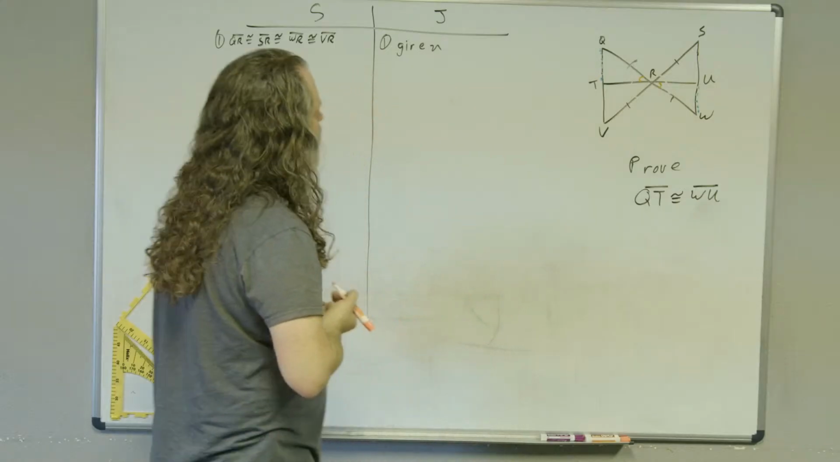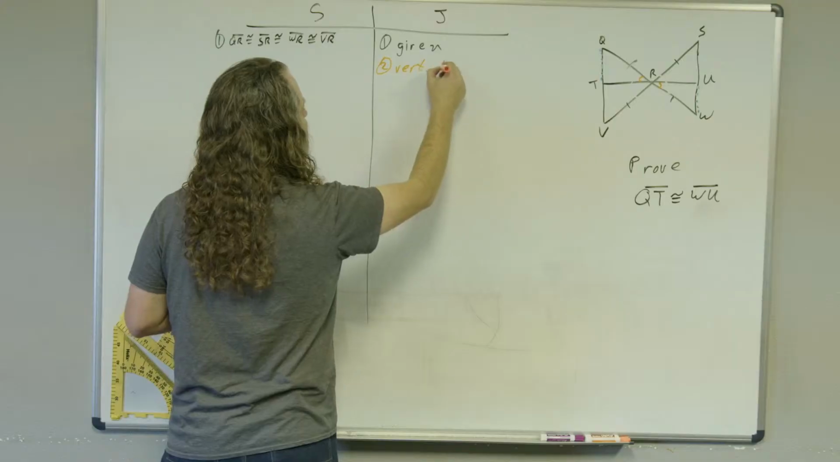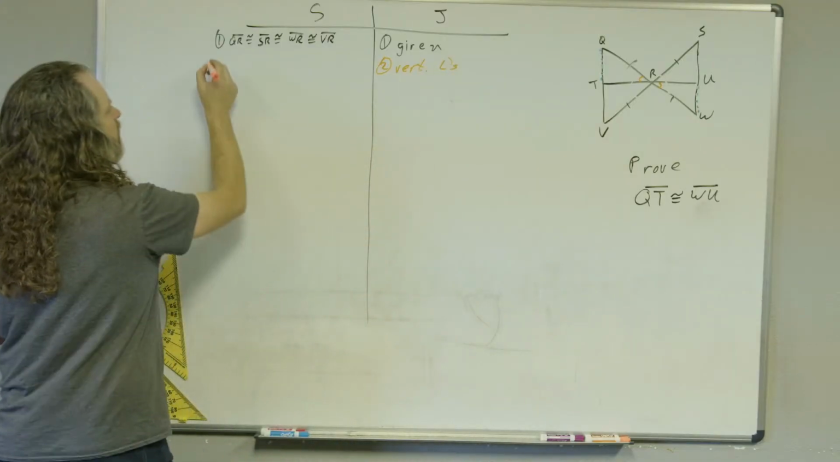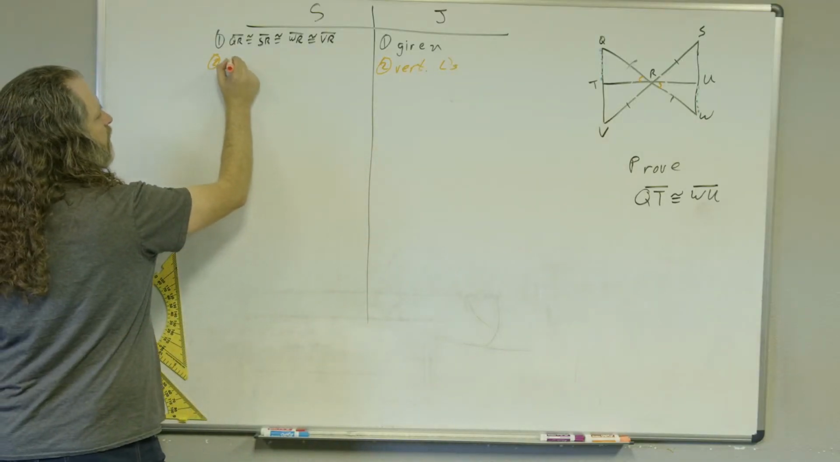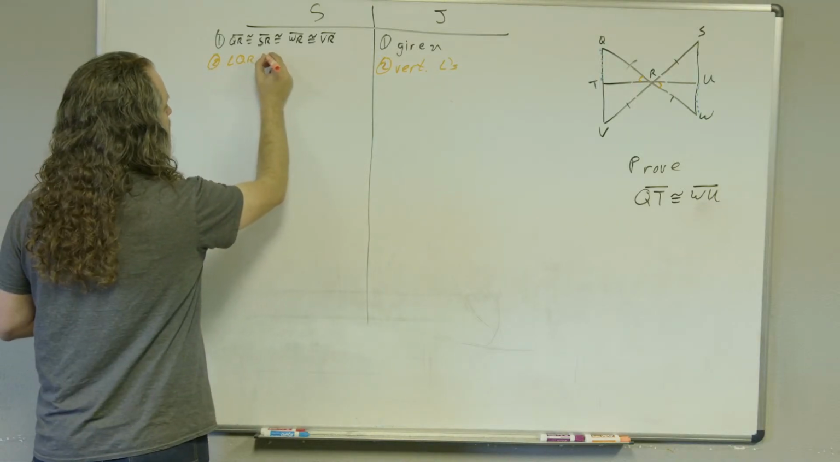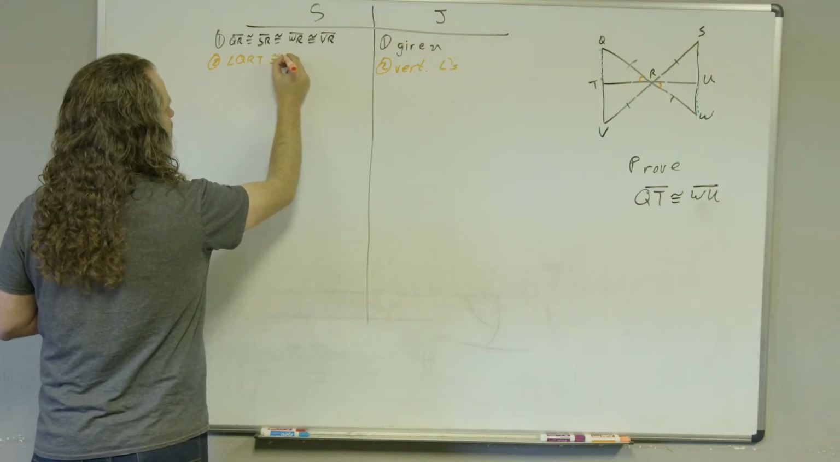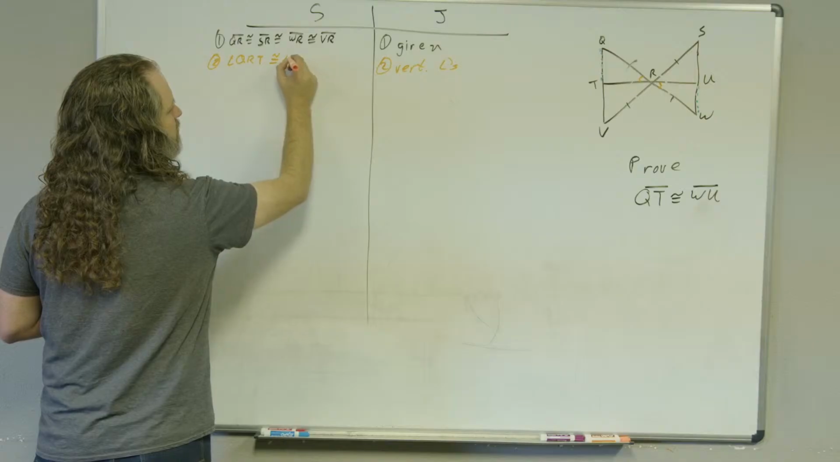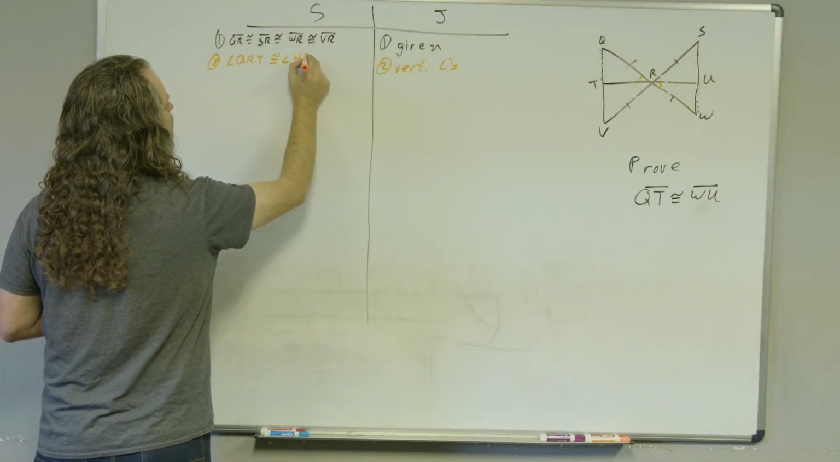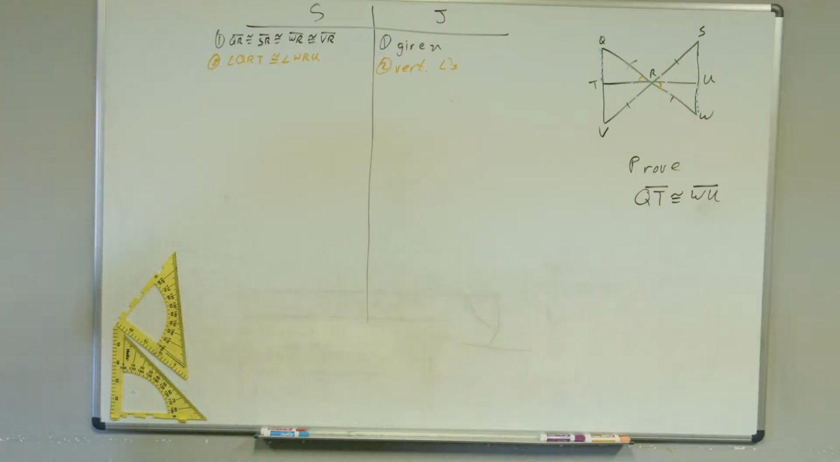All right, vertical angles. Angle QRT is congruent to angle WRU because of vertical angles. That's true. Now we've got an angle and we've got a side. That's potentially helpful.